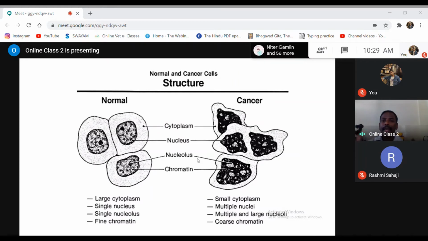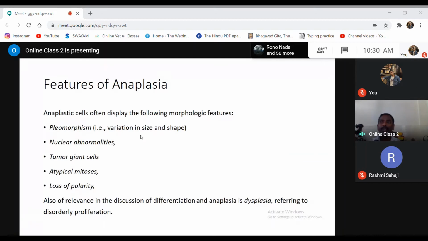But then, in case of cancer cells, you can find that the nuclear cytoplasm ratio is increased. It increases to 1:2 or even sometimes 1:1. Or even in some cases, you can find that the nuclear content is more than the cytoplasmic content. So that is nuclear abnormalities. You can find an increase in the size of the nucleus.